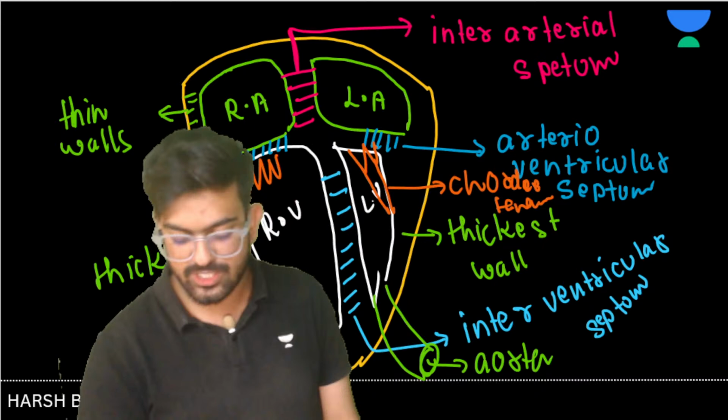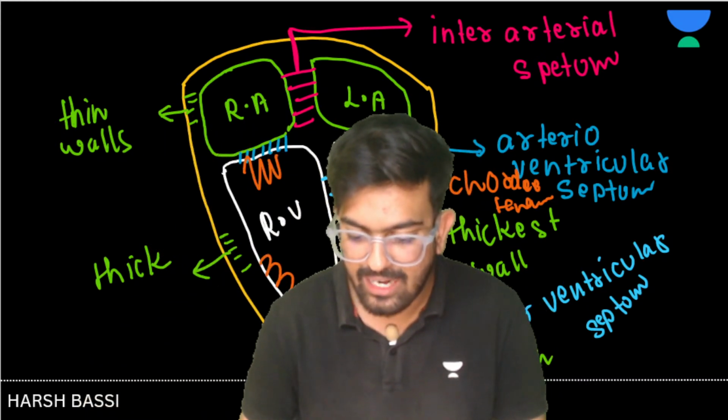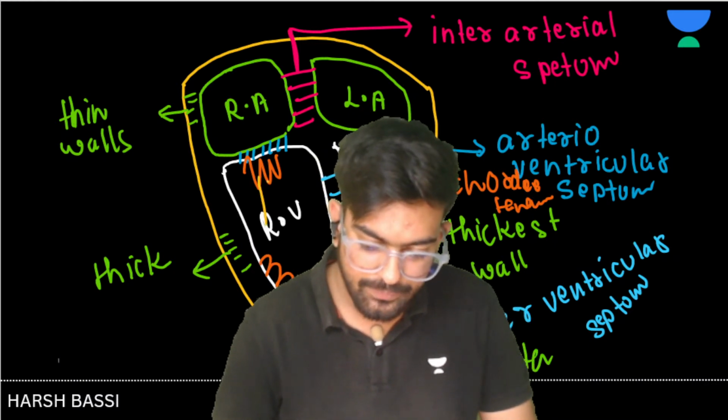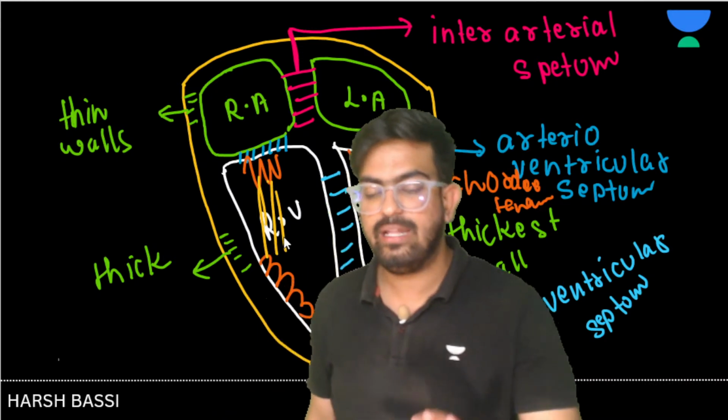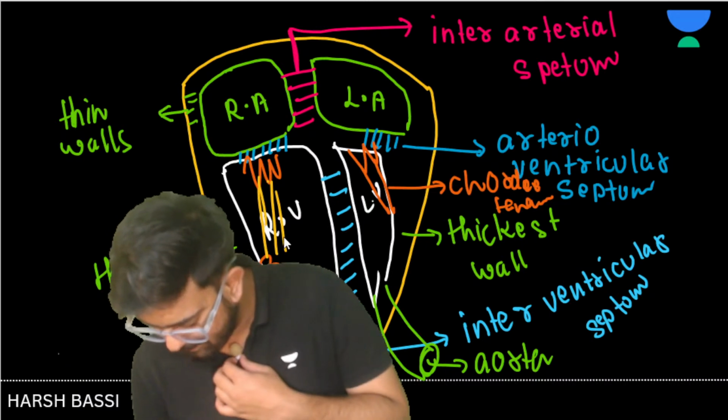There are some muscles which are known as papillary muscles. These are known as papillary muscles, and what they do is help in the opening and closing of the valves. They help in pumping.